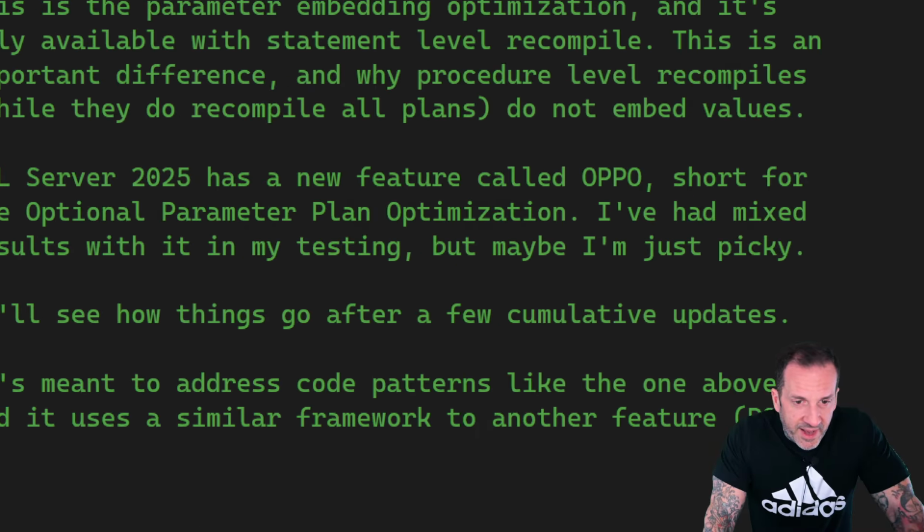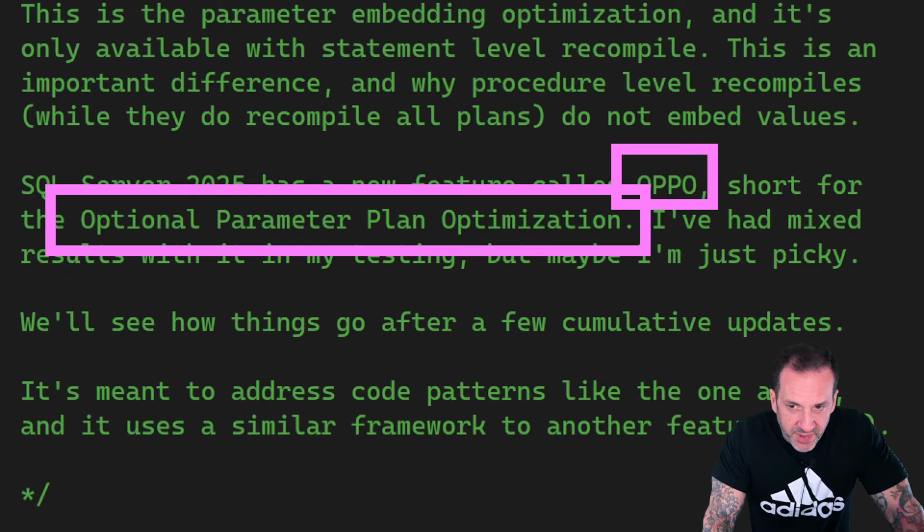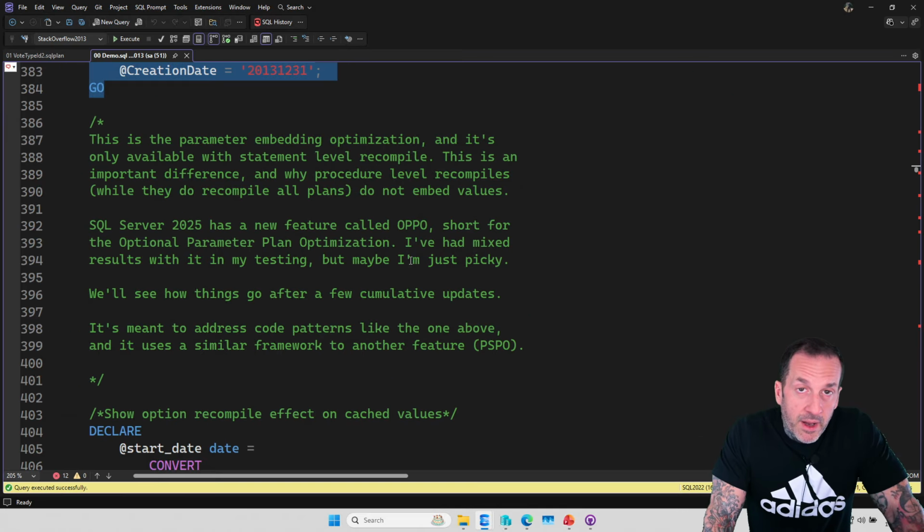SQL Server 2025 also has a new feature to try and deal with the optional parameter thing called OPPO, or the optional parameter plan optimization. It's built closely around the same architecture as the parameter sensitive plan optimization. I have not had great experiences with that yet, the OPPO one, and we're going to talk more about the PSPO one a little bit later.